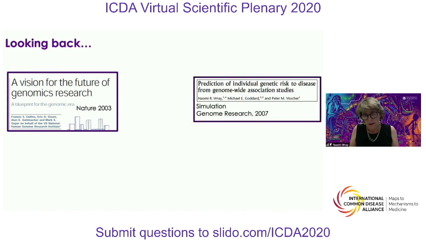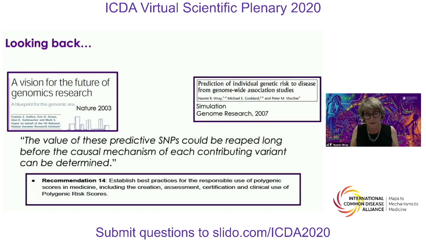So I'd just like to indulge myself to note that one of the things we said in that paper was that the value of these predictive SNPs could be reaped long before the causal mechanism of each contributing variant could be determined. And certainly from today's talks, we can see how much polygenic risk scores have been discussed. And of the 23 recommendations, the only recommendation that talks about things going directly into the clinic is this use of polygenic risk scores.